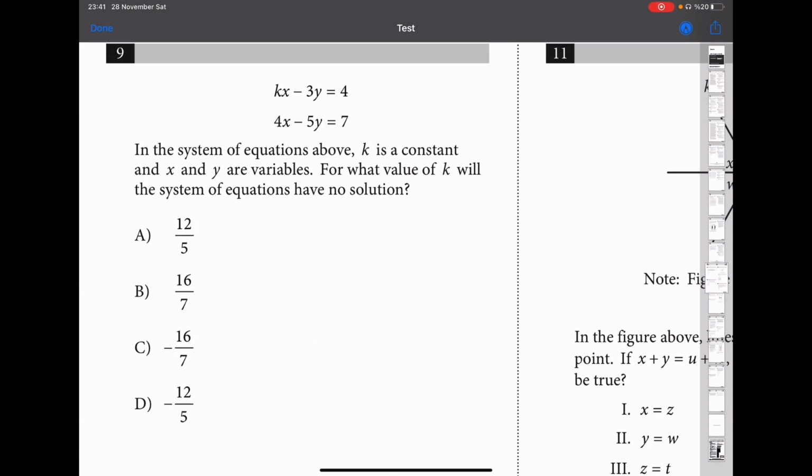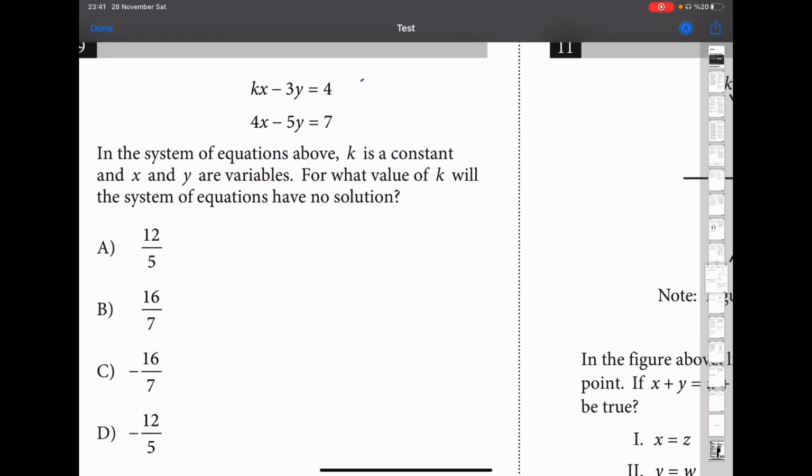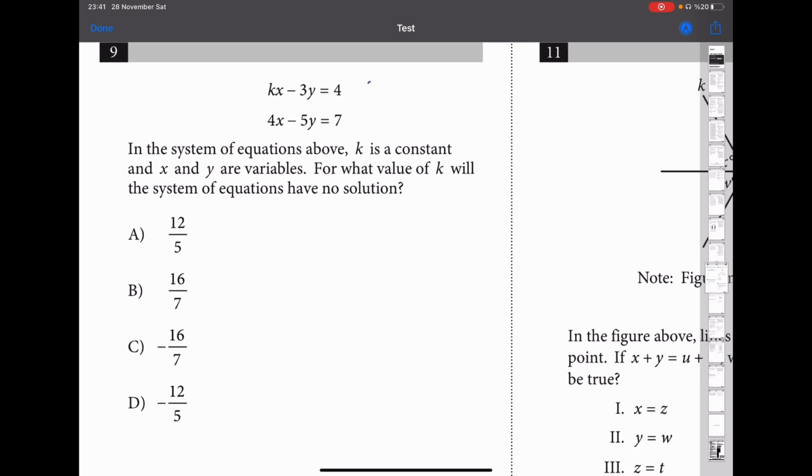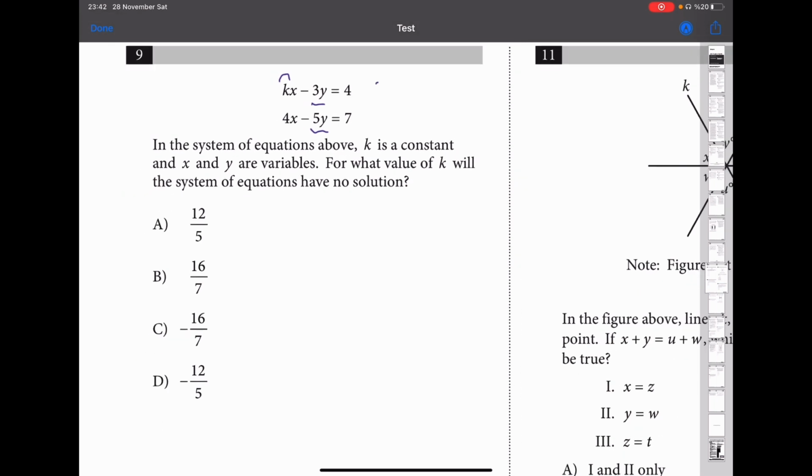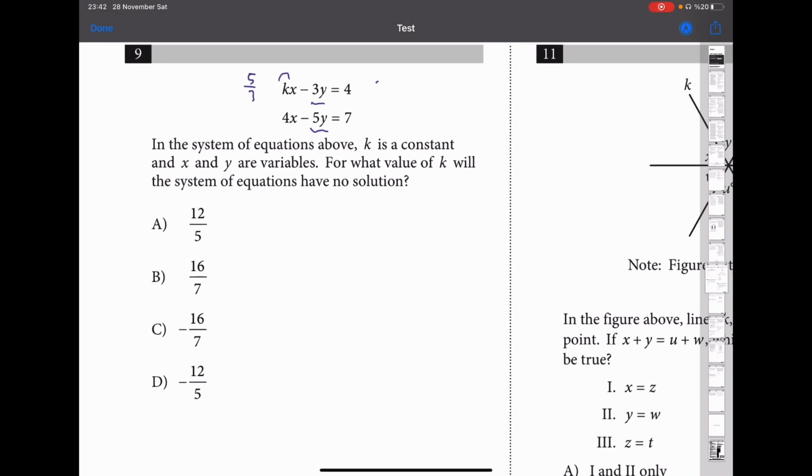Next question. In the system of equations above, k is a constant and x and y are variables. For what value of k will the system of equations have no solution? This seems complicated. Why? Let's get rid of the y term to have a good understanding of the behavior of k. You will understand what I mean. Let's multiply by 5 over 3: 5k over 3 x minus 5y equals 20 over 3.